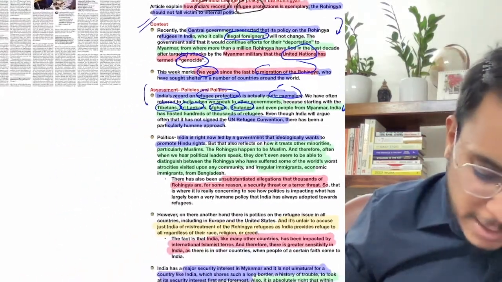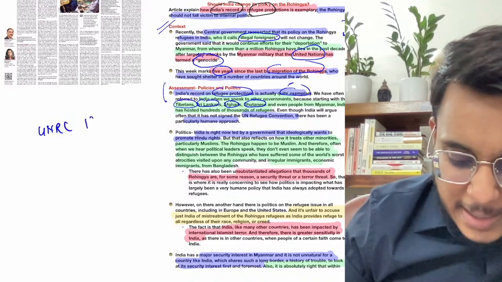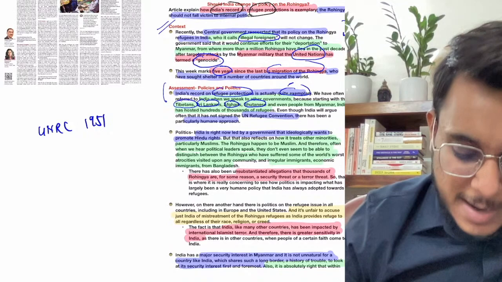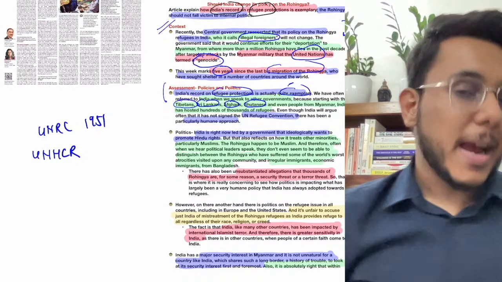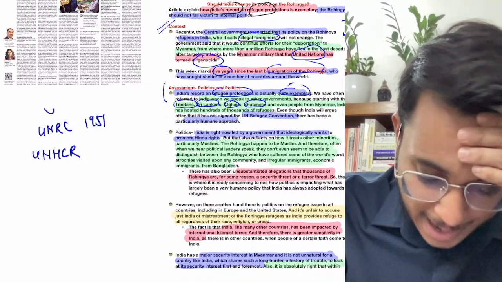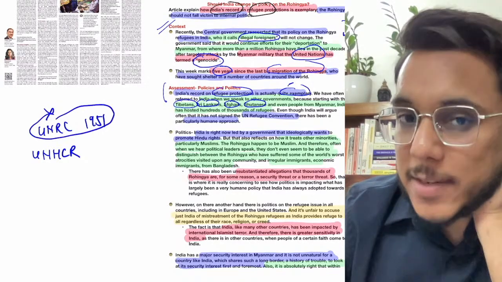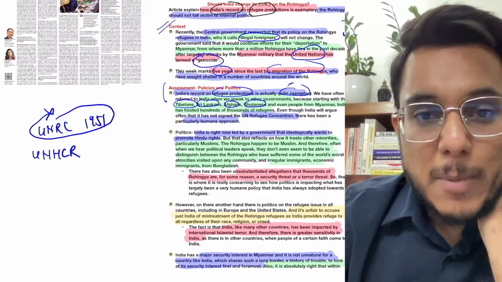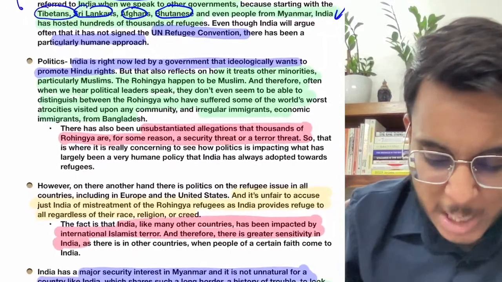Now, guys, when we talk about refugees, there is the United Nations Refugee Convention 1951, the United Nations Convention on Refugees 1951, and there is also the United Nations High Commissioner for Refugees. Now, first of all, understand that India has not signed this United Nations Refugee Convention of 1951, but still India's track record in dealing with refugees and their rights has been very good. So India's approach has been humane.